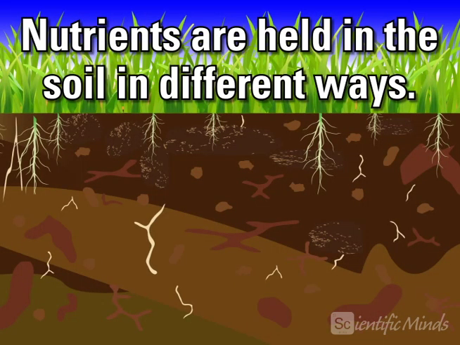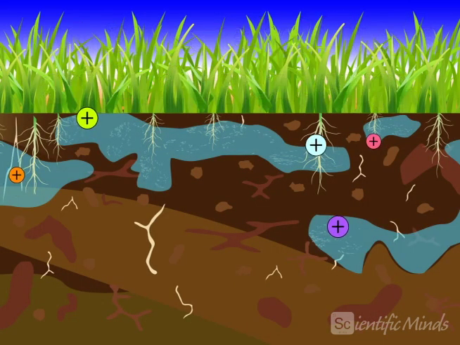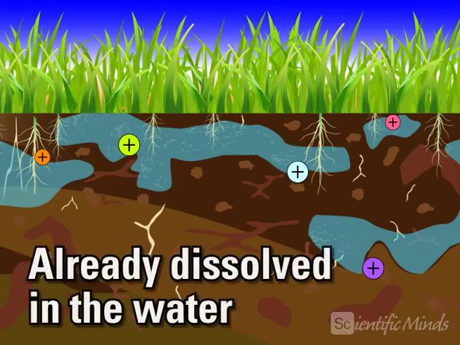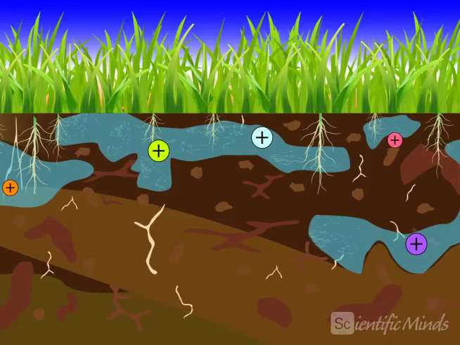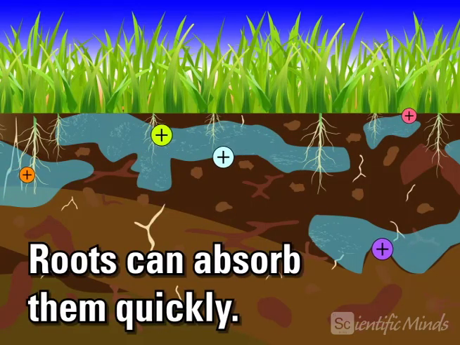Nutrients are held in the soil in different ways. Nutrients held in solution are those already dissolved in the water that moves through the soil. These nutrients are most available to plants because roots can absorb them quickly.